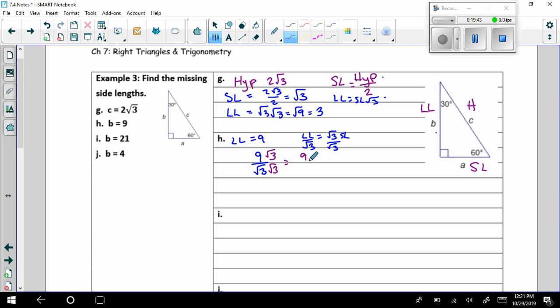So this is 9 root 3 over, in case you haven't noticed that pattern, when we multiply a square root times itself, it's just that root number. This would be the square root of 9, which is 3. 9 divided by 3 reduces, and that's 3 root 3. That would be your short leg. Your hypotenuse is just double that. So 2 times 3 root 3. When we're multiplying with radicals, we just do outside times outside, so this is 6 root 3.